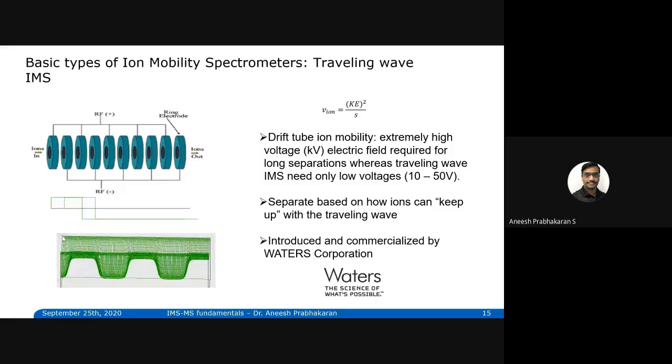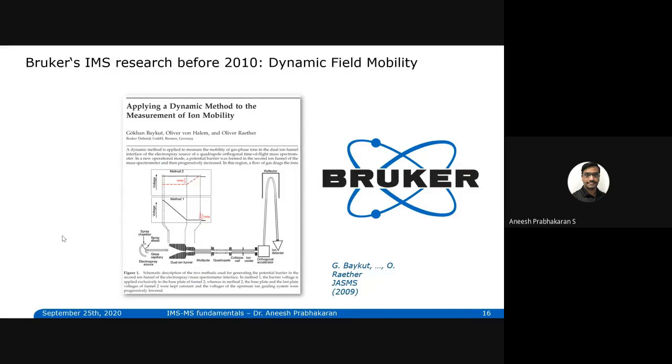I'm not going into details of the traveling wave, but I will go to another type of mass spectrometer, which is developed by Bruker. In 2010, Bruker came up with the first publication about a new kind of ion mobility separation device by applying a kind of gas velocity and also a DC field. This is the first publication about a new kind of device from Bruker. You can find it in the literature search.